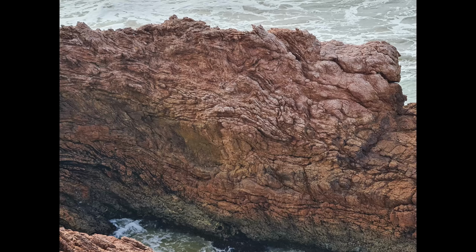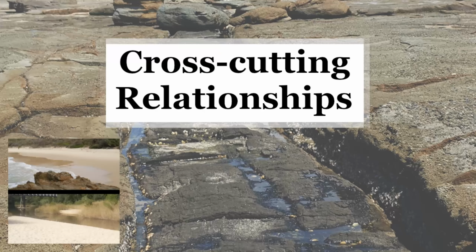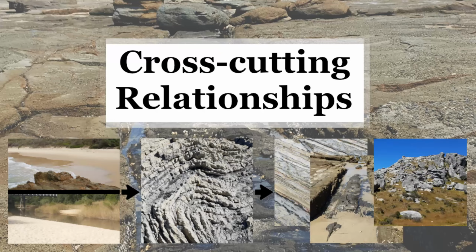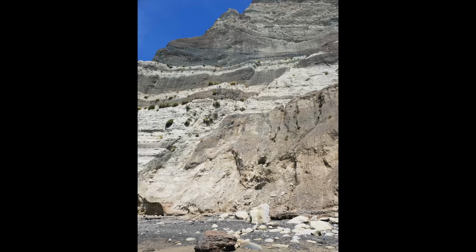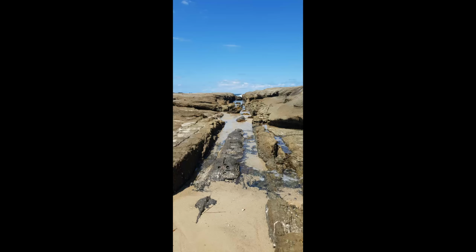Cross-cutting relationships is the idea that a rock formation had to be present first for it to be affected by folding, faulting, igneous intrusion, and erosion. So in the sequence of events, it would be deposition, folding, lithification, and then faulting, intrusions, or erosion. Essentially, these features will always be younger than the rock that they are found in. Here's a few examples of faulting. Here's a few examples of igneous intrusions.